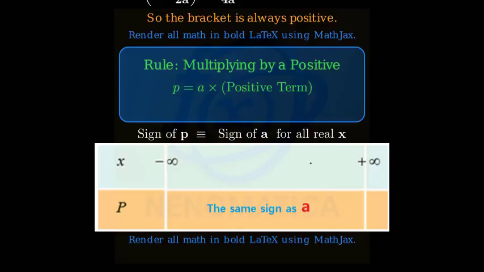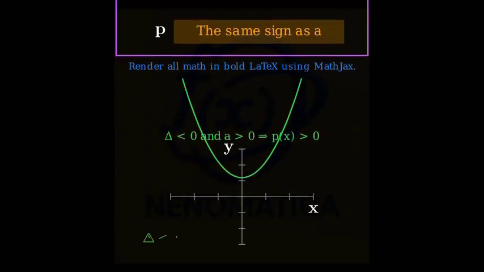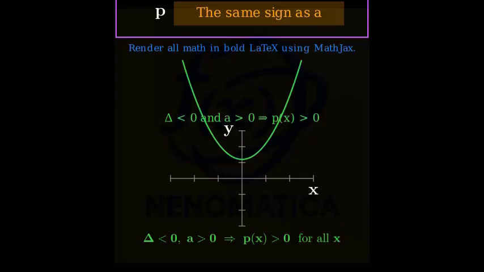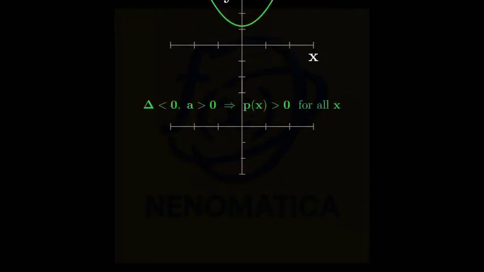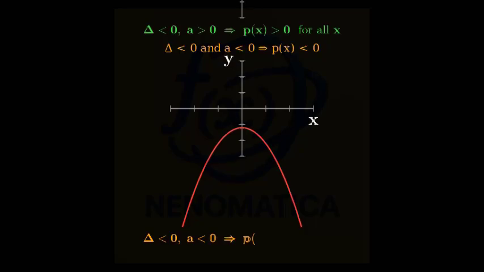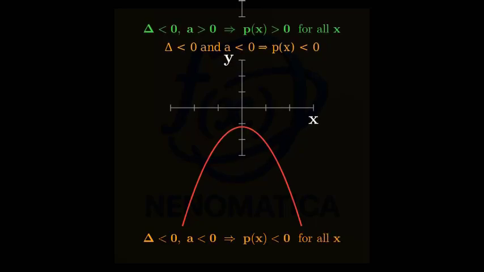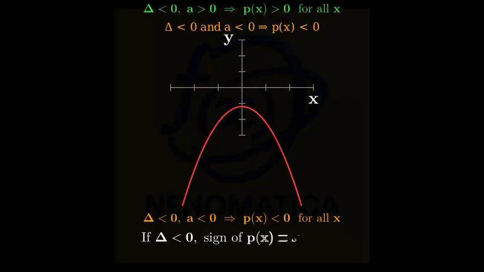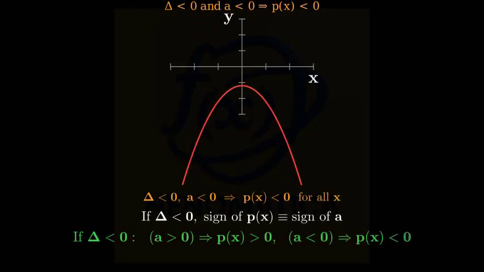If delta is less than 0 and a is positive, p of x is greater than 0 for all real x. If delta is less than 0 and a is negative, p of x is less than 0 for all real x. These pictures make it intuitive. The parabola never meets the x-axis, and it always stays above or below depending on the sign of a. Final answer. When delta is less than 0, the quadratic has a constant sign across all real numbers. It matches the sign of a, positive if a is positive, and negative if a is negative.